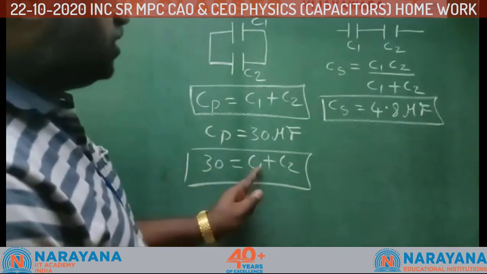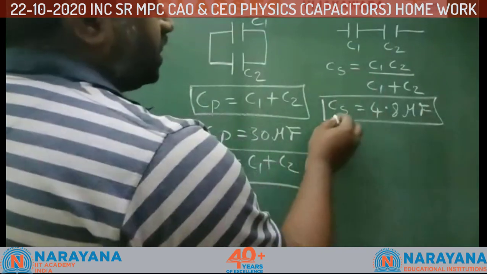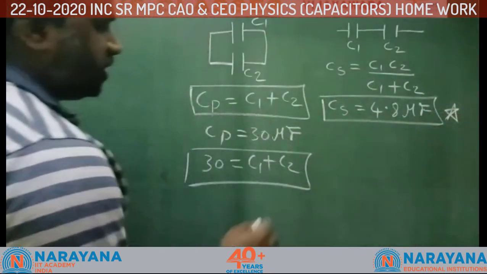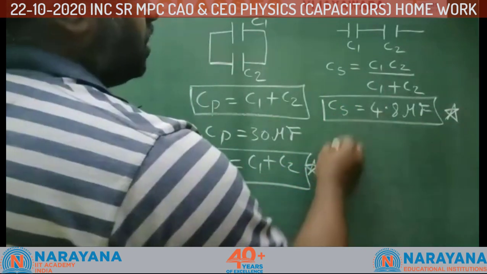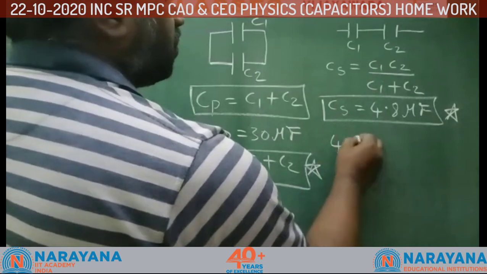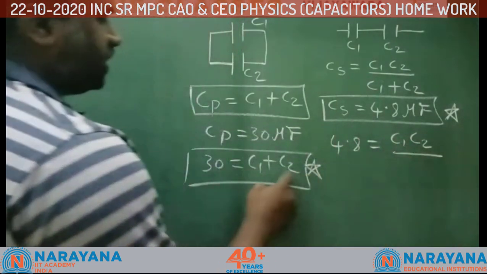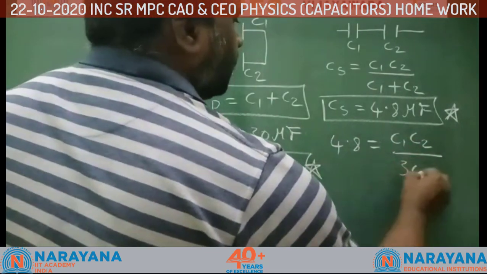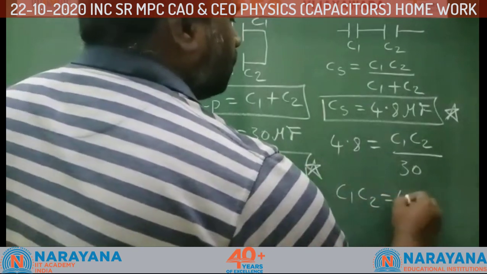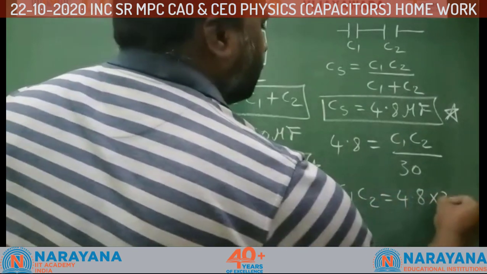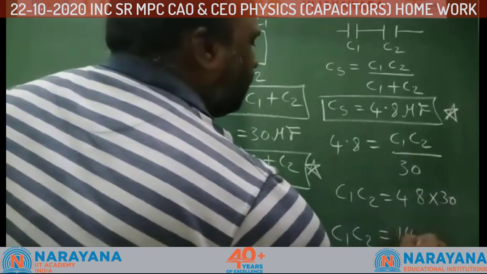And we can substitute these two values, that is the effective capacitance of the series combination and of the parallel combination, in the above equation. This equation can be rewritten as 4.8 is equal to C1 C2 divided by the C1 plus C2, which is 30. After multiplying, we can write C1 C2 is equal to 4.8 into 30, that is C1 C2 is equal to 144.